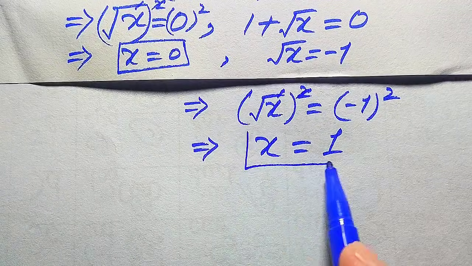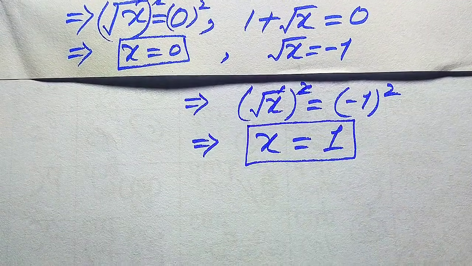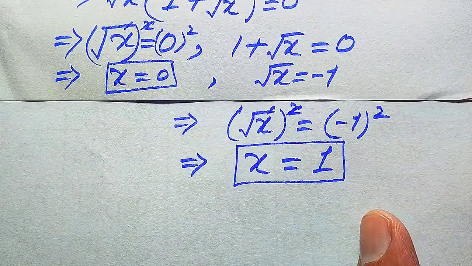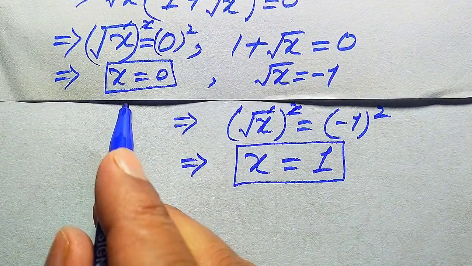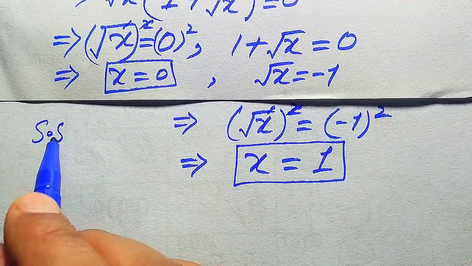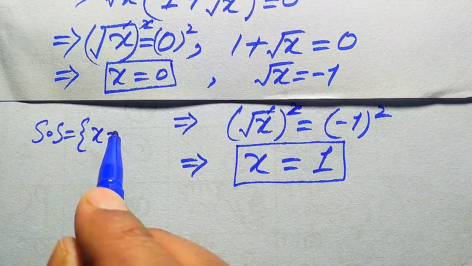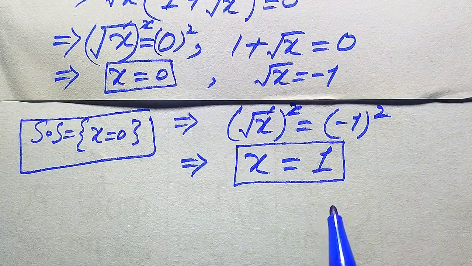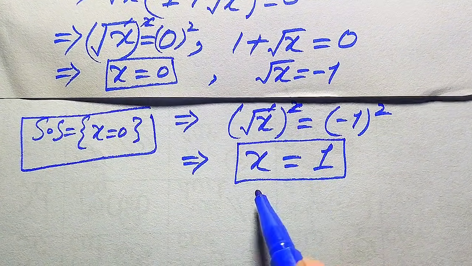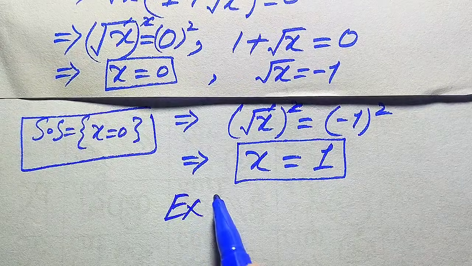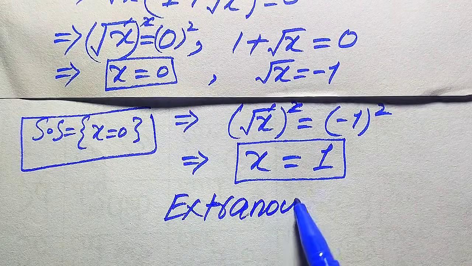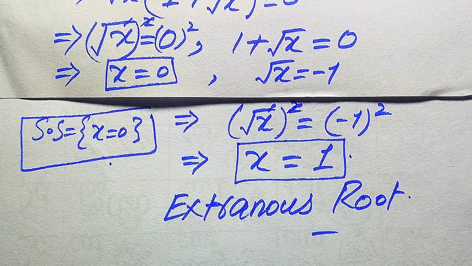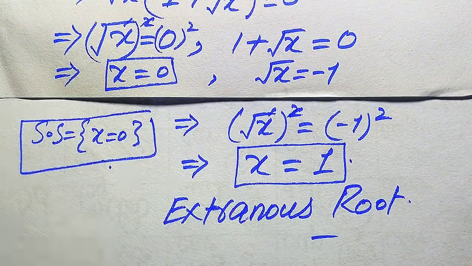So here we get both of the same roots which we got in the first method, and in the first method we already verified that x equals 0 satisfies our given question statement. So this means that the solution set of this question is x equals 0, but x equals 1 does not satisfy our given question statement. So we call x equals 1 the extraneous root of the given equation. Okay, so this is the solution and this is the extraneous root, and this is the final answer or final conclusion of this problem.